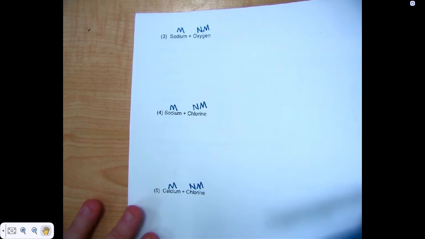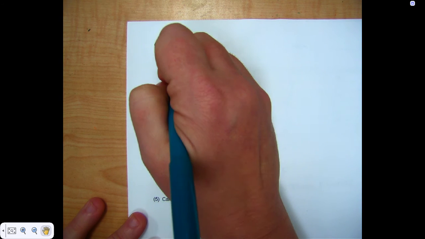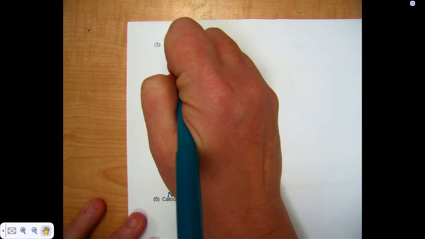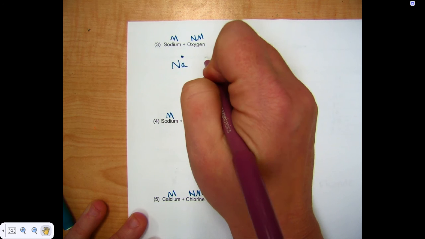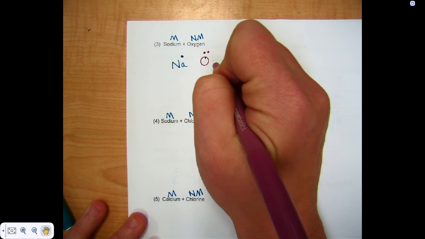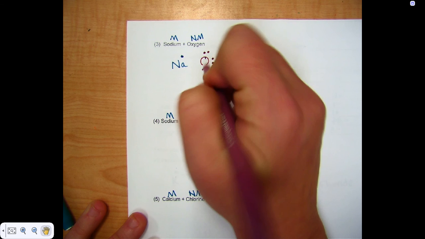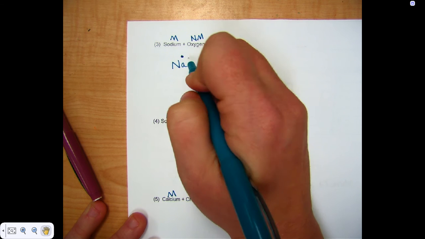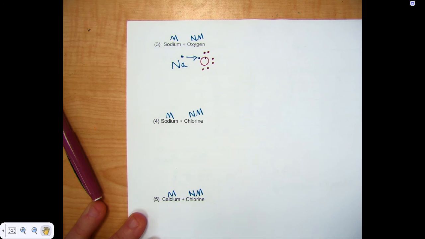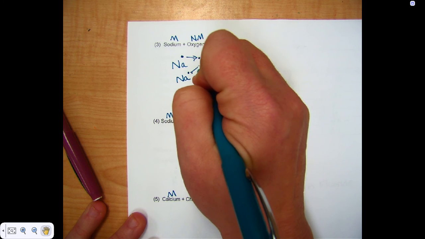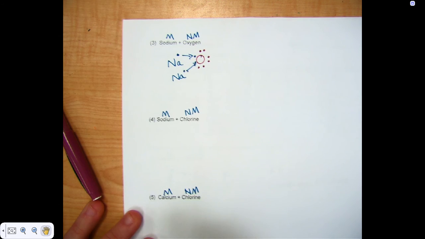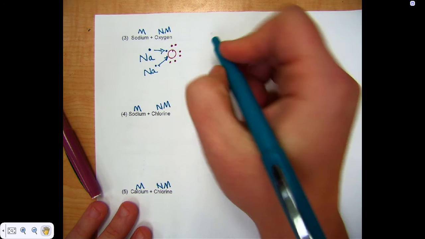Next one is sodium and oxygen. So sodium has 1 valence electron. Oxygen has 6. So the sodium is going to transfer here. That sodium is full, but is the oxygen full? No, it's not. I'm going to add another sodium. Now that oxygen is full. So there's my valence electrons.